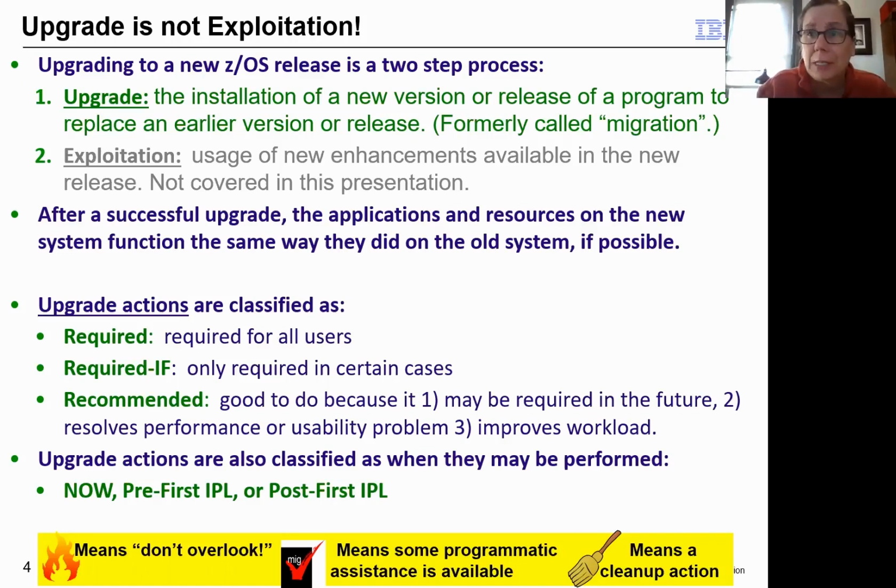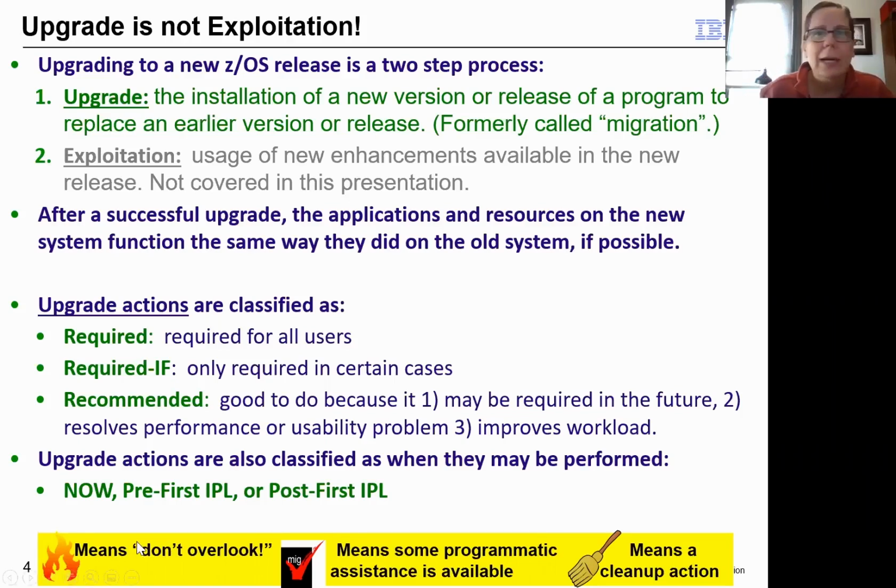Also, we classify technical upgrade actions for when they can be performed, because I'd like you to be able to spread your upgrade work over time and not just have a huge blob of work to do at the very end. So I would like you to see what you can do now, what you can do after you've installed 2.5 but before you've IPL'd it, and then what you actually have to do after 2.5 has been IPL'd. Okay, so I'd like to spread the work out. And of course, you can start on the ones that are classified as now on 2.3 and 2.4.